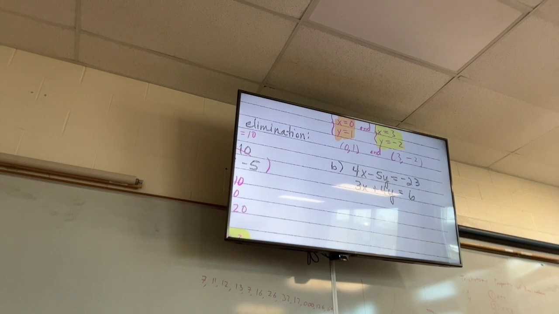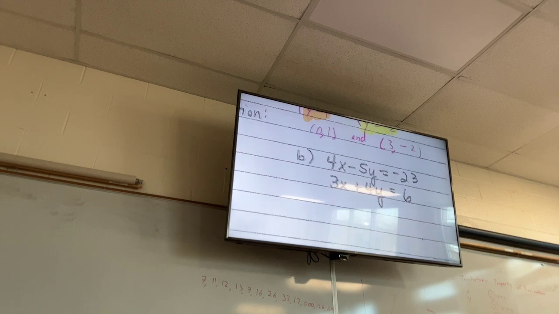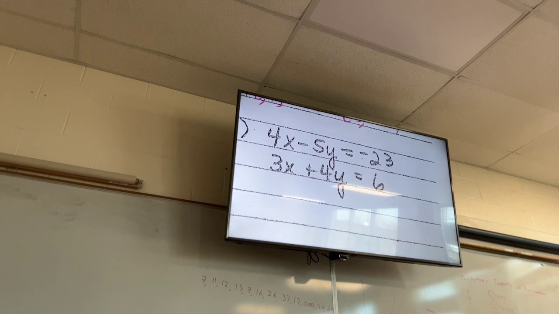Going on to B. Okay, so I'm looking at one of my columns. I can pick the x column or the y column to get opposite. What do you guys want me to do? X, okay. So what's the least common multiple of 4 and 12? Or 4 and 3? 12. So what do I multiply? Let's make this one on top. We got to make one a positive 12, so let's multiply that by 3. The one on the bottom, then I multiply by what?